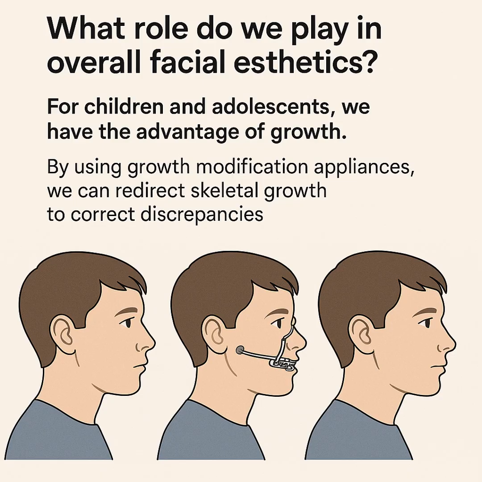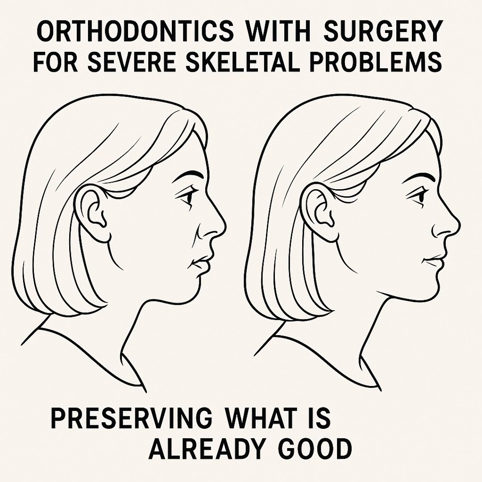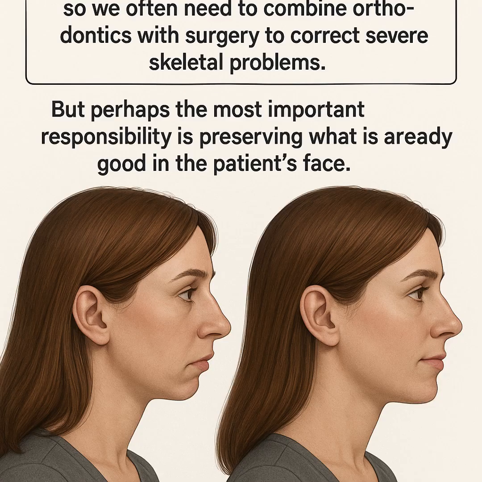The orthodontist's role in facial aesthetics. Now, what role do we play in overall facial aesthetics? For children and adolescents, we have the advantage of growth. By using growth modification appliances, we can redirect skeletal growth to correct discrepancies. For adults, growth is complete, so we often need to combine orthodontics with surgery to correct severe skeletal problems. But perhaps the most important responsibility is preserving what is already good in the patient's face.